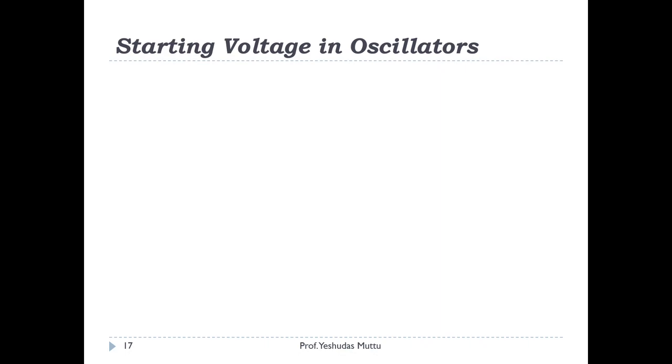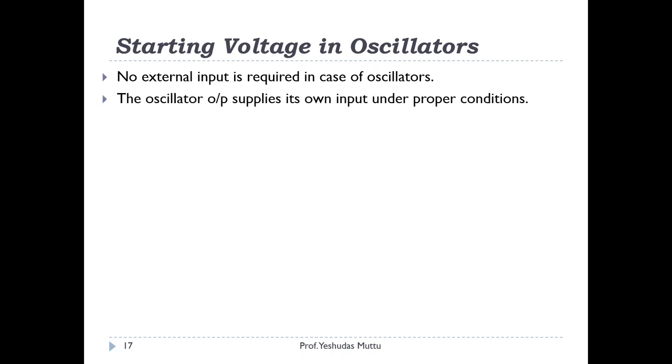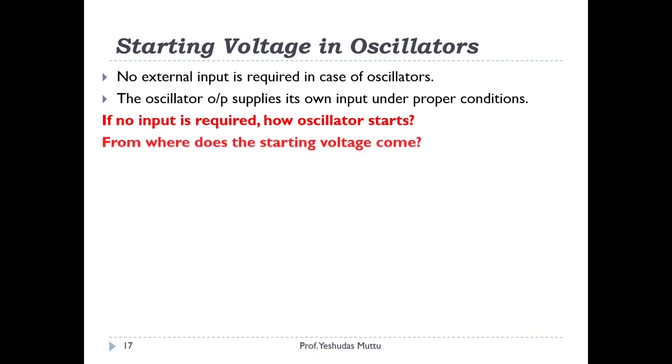We have spoken about sustained oscillation now, but from where does the oscillator get the starting voltage? Initially there is nothing to generate the feedback signal or to get the amplifier output. From where is the oscillator getting the starting input? That we are going to see now. If no input is required, how does the oscillator start and from where does the starting voltage come from? Fine. These two conditions we are going to attack now.